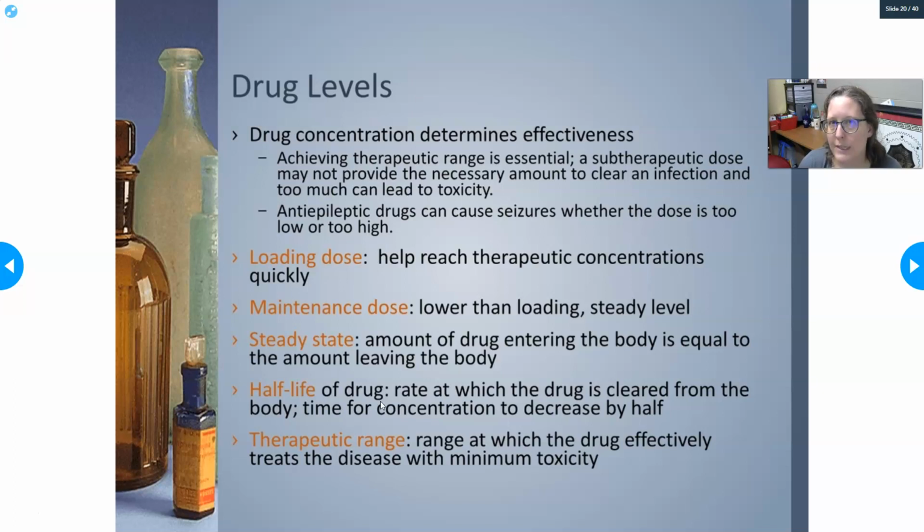So, for example, a once a day drug like a birth control pill would have a longer half-life than a Benadryl that you can take every 4 to 6 hours. So the Benadryl clears faster than the once a day birth control pill. A therapeutic range, of course, is the range at which the drug is effective, but it stays out of the toxicity range.